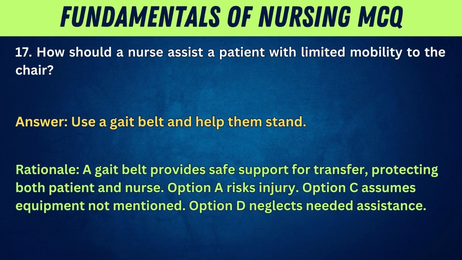Rationale: a gait belt provides safe support for transfer, protecting both patient and nurse. Option A risks injury. Option C assumes equipment not mentioned. Option D neglects needed assistance.